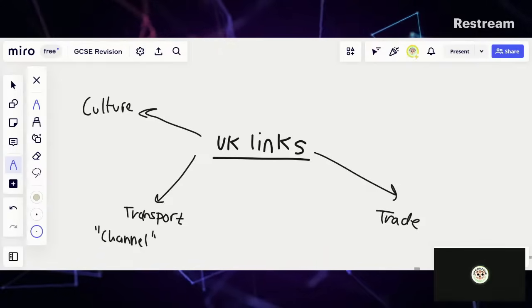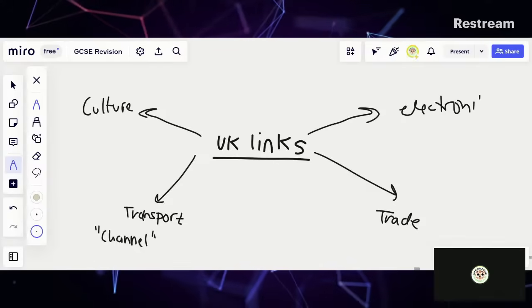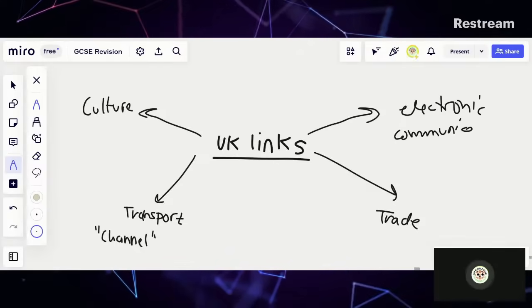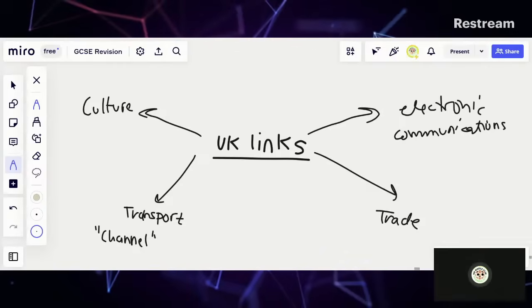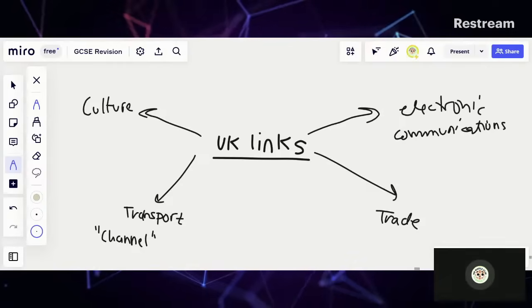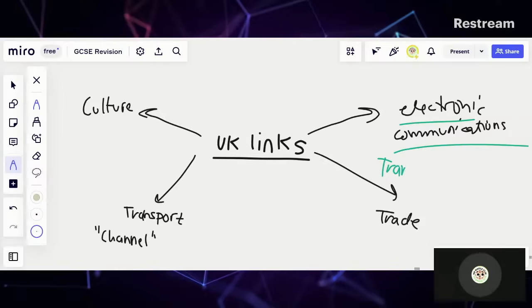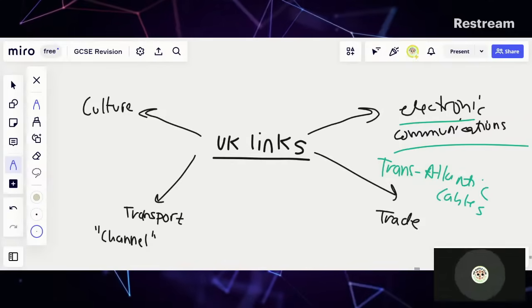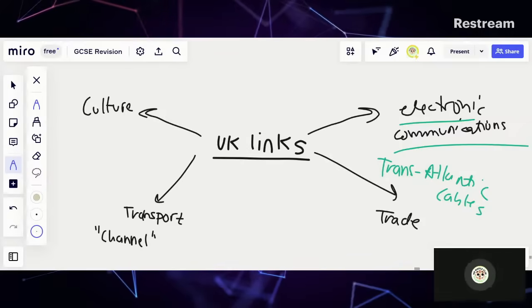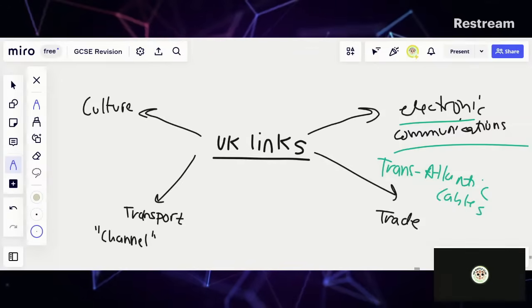Another method of the UK having a very strong link to other countries is electronic communications. So, what does electronic communications mean? This just means telephones and the internet, and this just makes it really easy for people to communicate to other countries, and it strengthens the UK's overseas links. If you wanted to know the exact name of the electronic communication cables, a really important one is the transatlantic cables. And this allows us to communicate with Europe as well as with the USA, and it's routed via the UK.